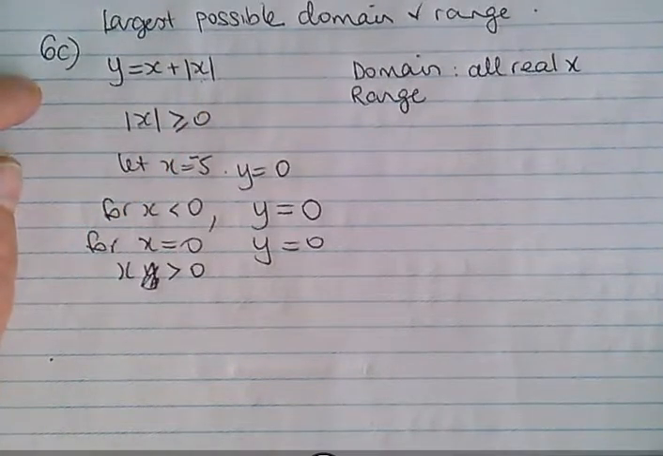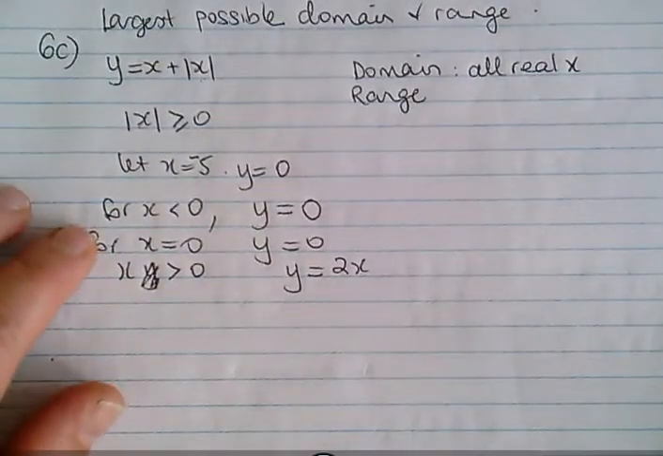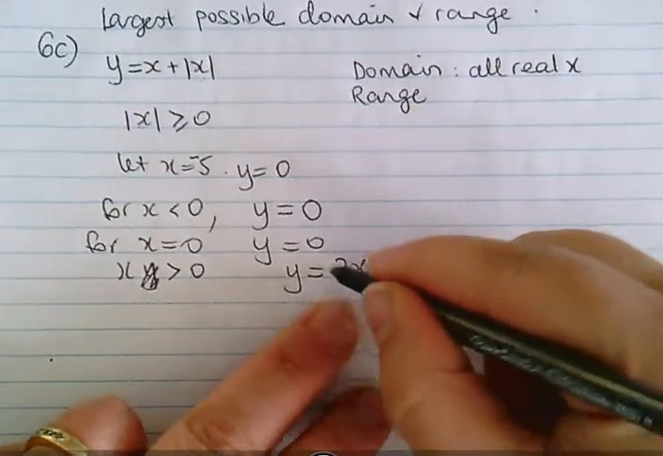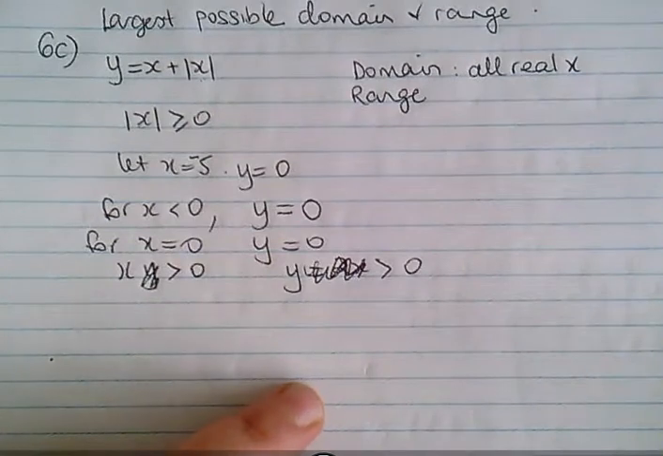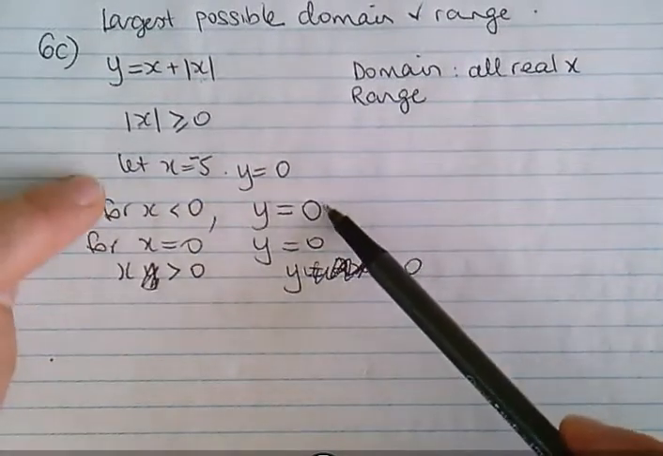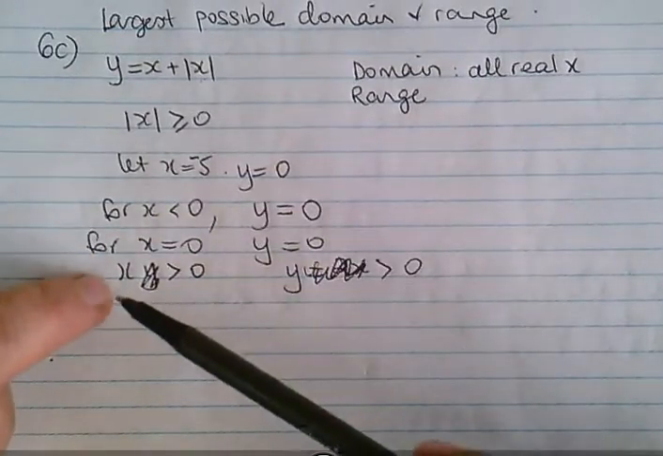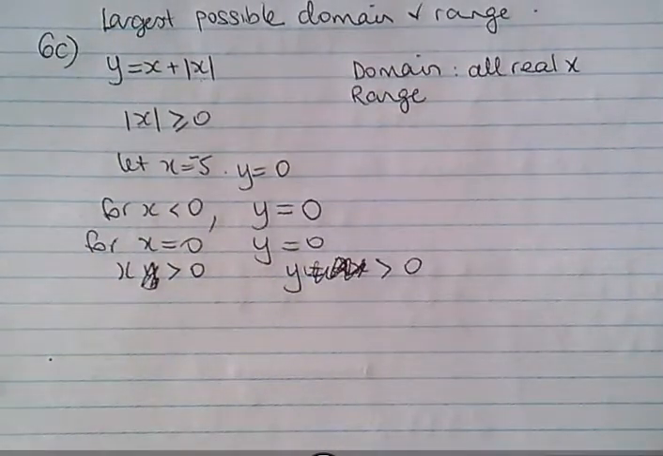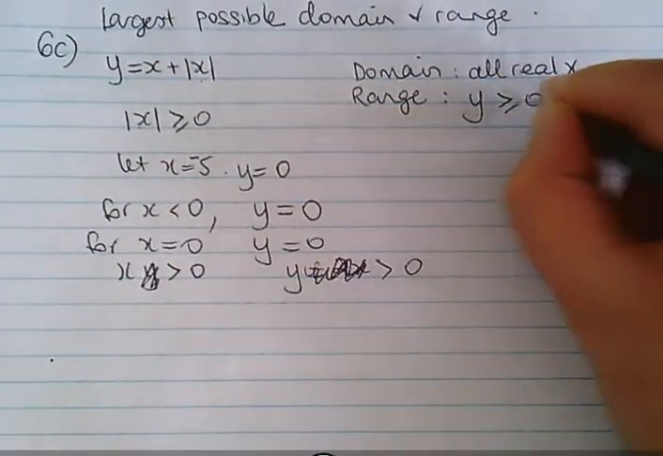Do you see? So when X is greater than 0, it looks like Y will be 2 times X. Y will be positive, won't it? For X less than 0, Y equals 0. So what's your range? Greater than or equal to 0. For negative values of X, you'll always get Y is 0. When X is 0, you'll always get Y is 0. But if X is positive, Y is positive. It's going to be double your X value.